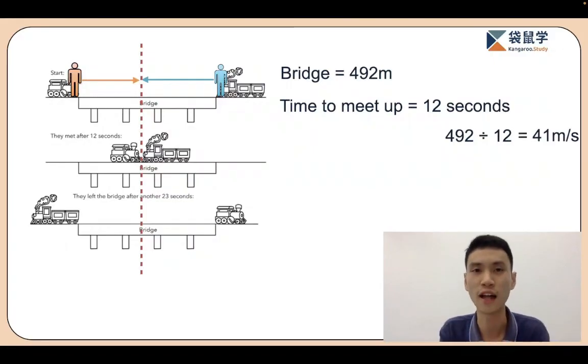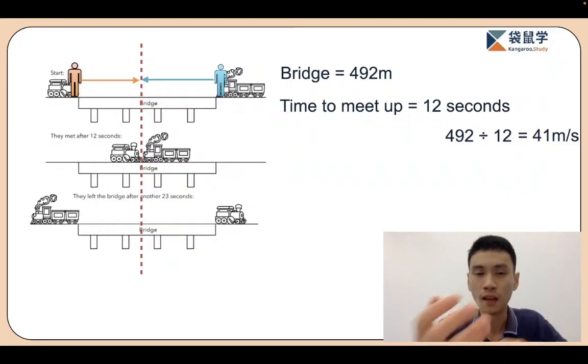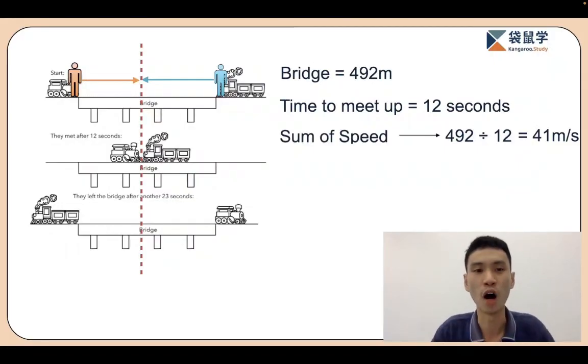Now, what does this value represent? It represents how many meters both trains travel in 1 second. And what do we call that? We call that the sum of speed.